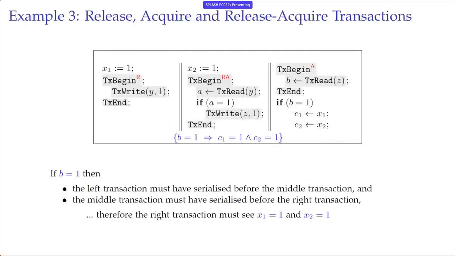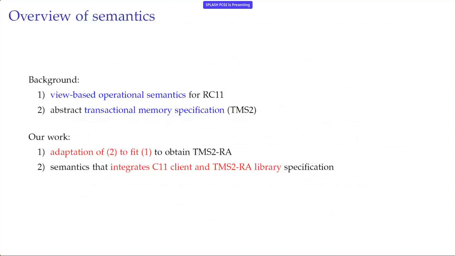Okay, so that's an overview of the release-acquire transaction specification. So how do we actually provide a semantics for this? The semantics is based on a view-based operational semantics for RC11. Now this is different from the axiomatic style that we've seen in the previous talk. And the other part of the specification comes from an existing spec called TMS2, which is an abstract transactional memory specification. So there are these two existing bits of work. One is the RC11 memory model, which is based on views and so forth. And the other part is the specification for transactions themselves, which is defined using TMS2.